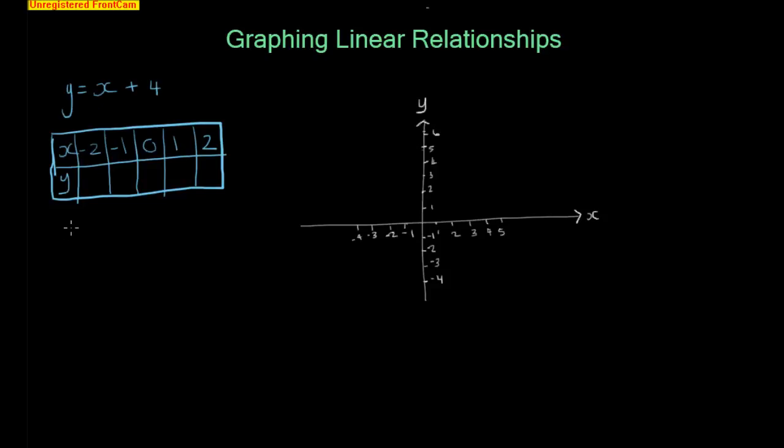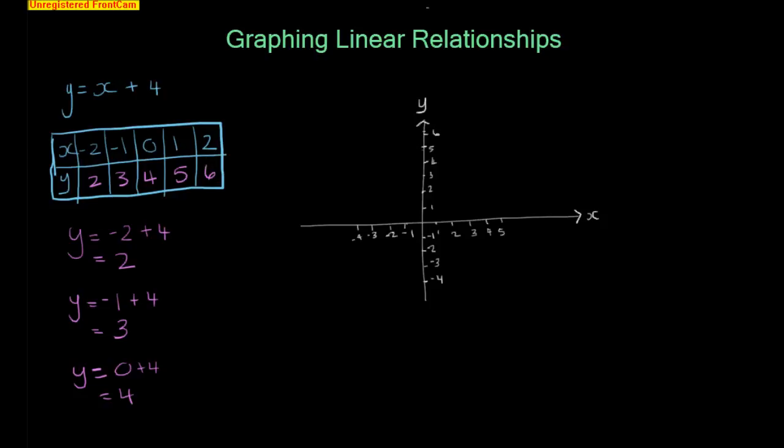So if x is -2, y equals -2 plus 4, which equals +2. Okay? If x is -1, y equals -1 plus 4, which equals 3. We keep filling in our table. If x is 0, y equals 0 plus 4, so that just equals 4. And as you can see the pattern emerging, each one of these just goes up by 1. That'll be 5 and 6.